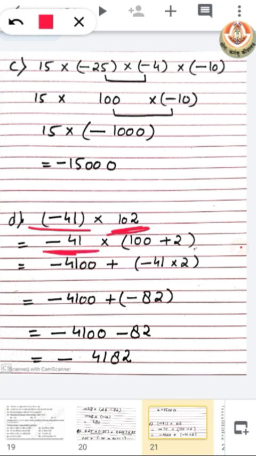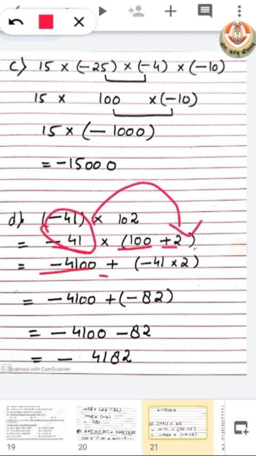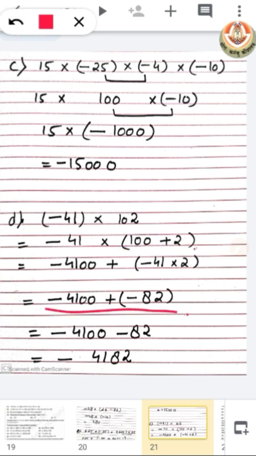For this, first we multiply minus 41 with 100, and then this positive sign, and then multiply minus 41 with 2. The multiplication of minus 41 and 100 will be minus 4100, and then this sign, and then the multiplication of minus 41 with 2 will be minus 82. Now what we have is minus 4100 and minus 82. Two like signs, so we add, and solve this and we get this.